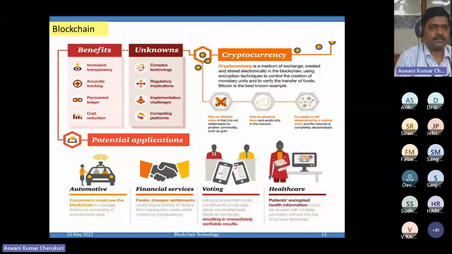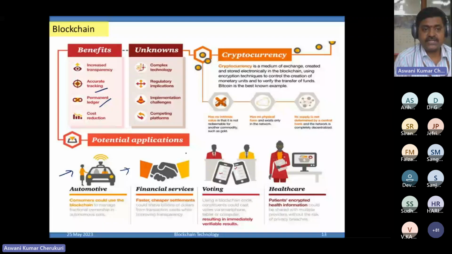As I said, there are a couple of benefits like accurate tracking, it's a permanent ledger, all that. Okay, where are all the potential applications? There are several potential applications of blockchain, including in automotive, financial services. There are certain countries which have brought in the blockchain for voting applications.